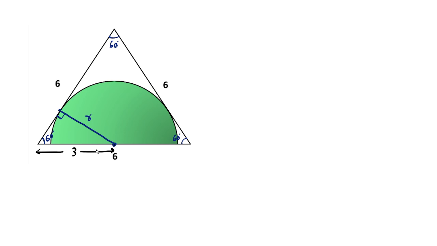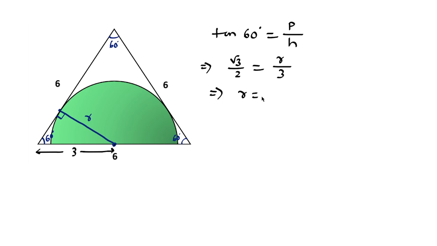Now we can apply trigonometry here. We can write tan 60 degrees is equal to perpendicular upon hypotenuse. For this right angle triangle, the perpendicular will be the radius, so we can write this is equal to, and tan 60 degrees has the value root 3 upon 2, and the perpendicular will be the radius, that is small r, and the hypotenuse is 3 units, so we can write 3. So this means r is equal to 3 root 3 upon 2 units.